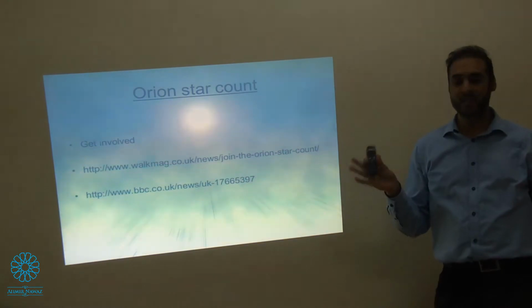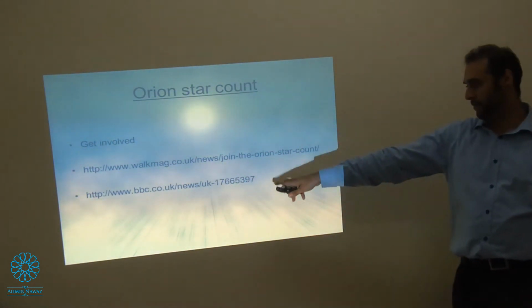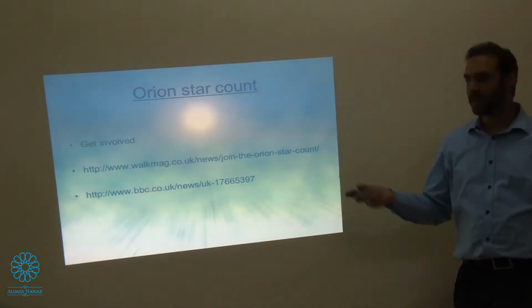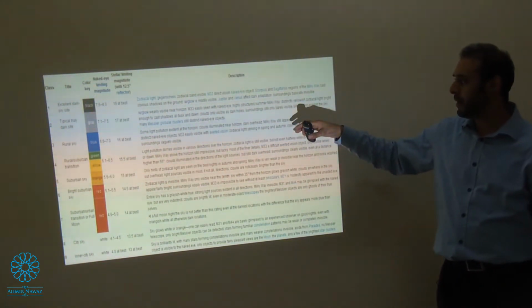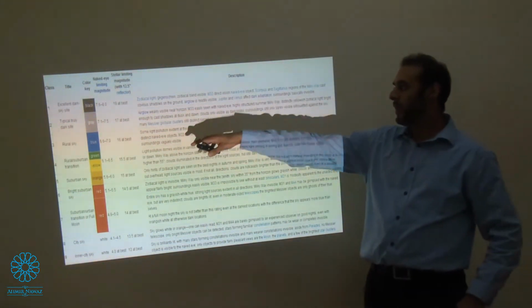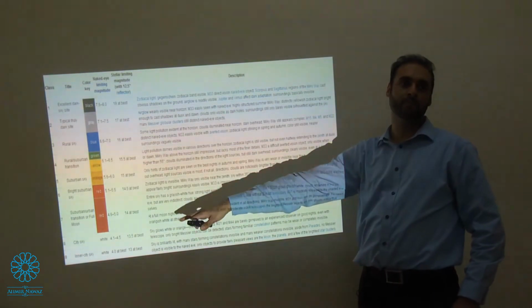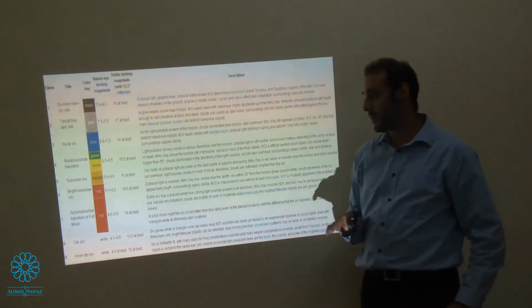That's how bad our skies are. So you can get involved in this project if you go to this website. The BBC ran a report on it. That's the website. And if you want to get involved, you can get involved by going to this website. Okay, it was made by a person called Bortle. It's a chart. By looking at it, you can determine how dark your sky really is.